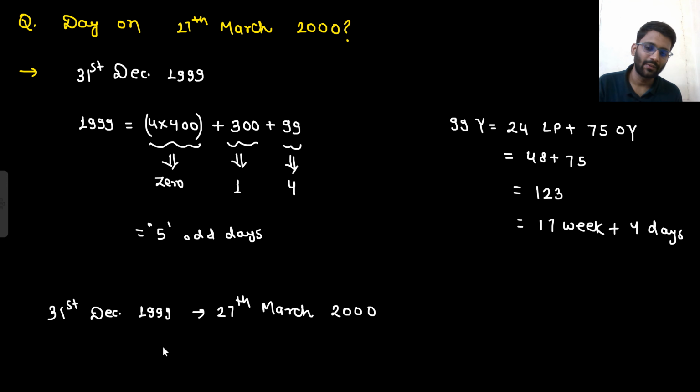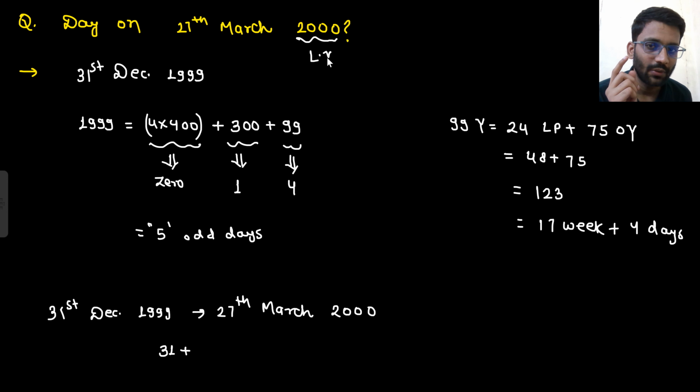31st December 1999 to 27th March 2000, right? So first you will encounter January, that is 31 days. Then you will encounter February in 2000. What is that? This is a leap year. 2000 is a leap year because it is a century year and it is divisible by 400 as well. So February will be of 29 days, and then 27 days of March.